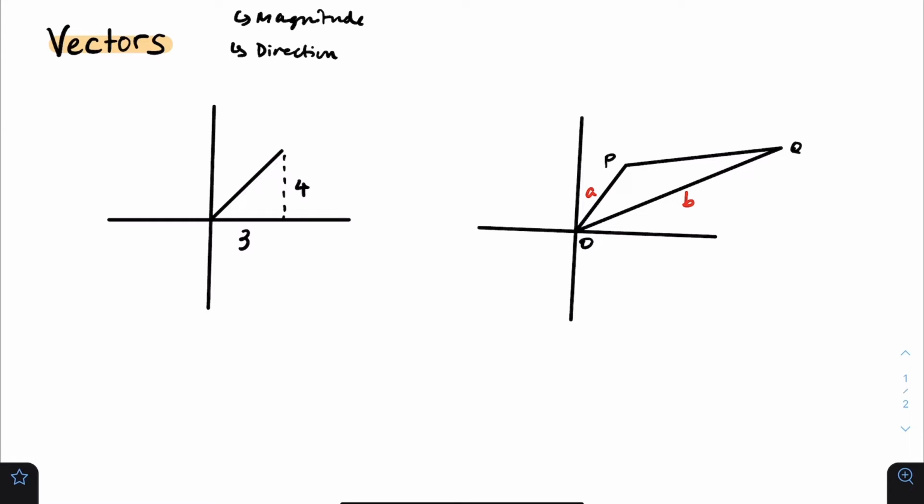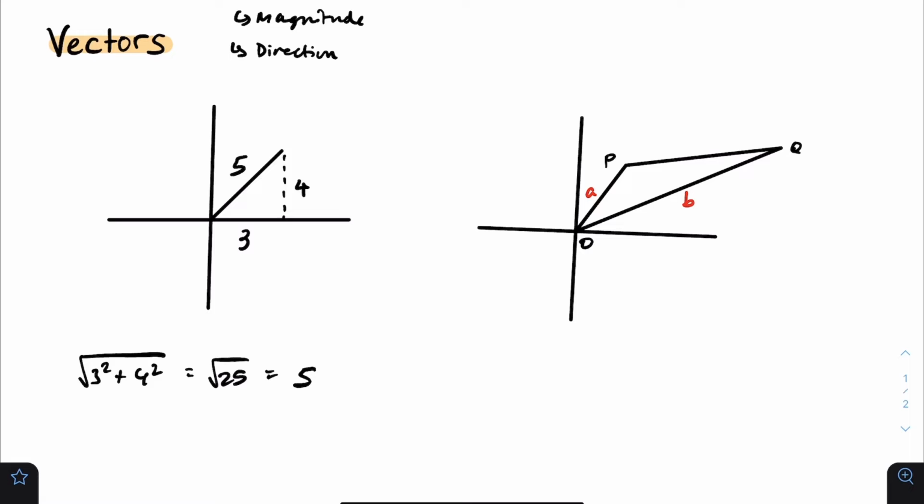So if you take a look at the left example I've drawn over here with 3 and 4, we can see that it moves 3 units to the right and 4 units up. And based on that, if we use Pythagorean theorem, we can actually get the magnitude, 3 squared plus 4 squared, which gives us root 25, which is 5. Therefore, the magnitude of this line is 5. However, it's a vector, so therefore we have to consider direction. And based on this, we can say it's moving 3 to the right and 4 up.